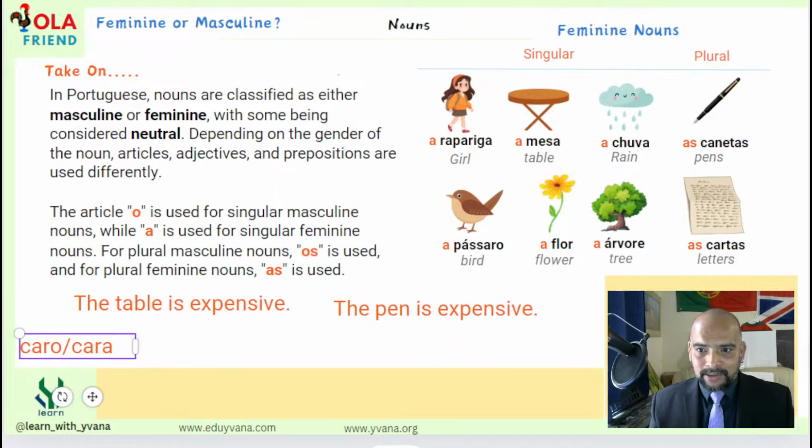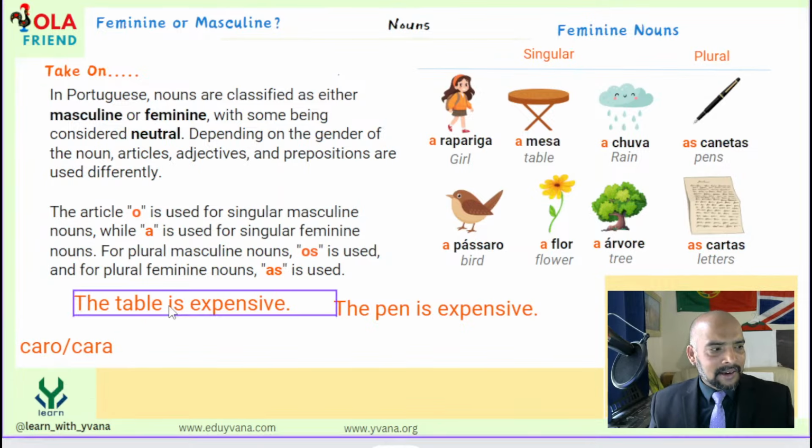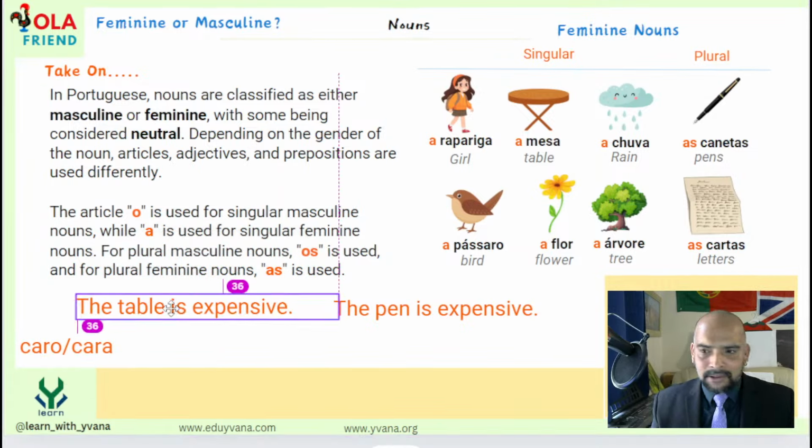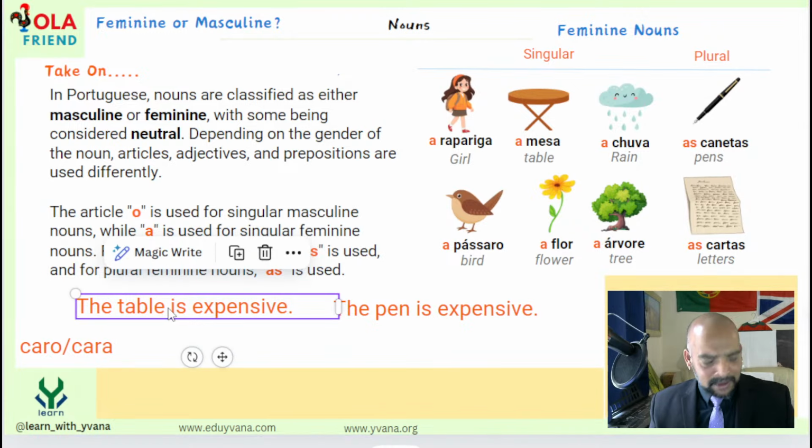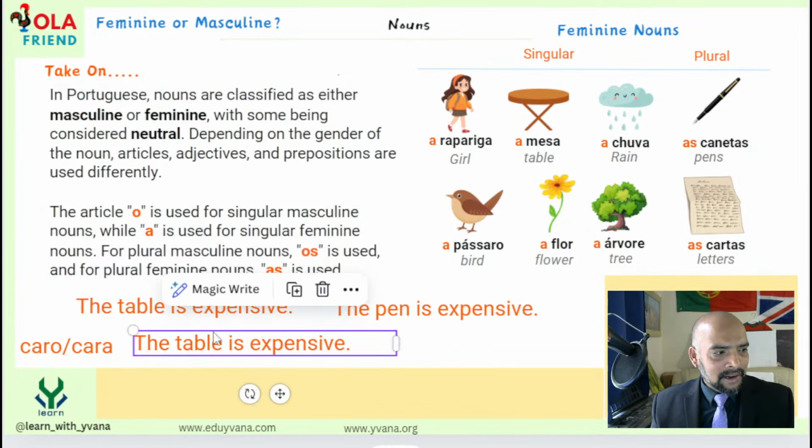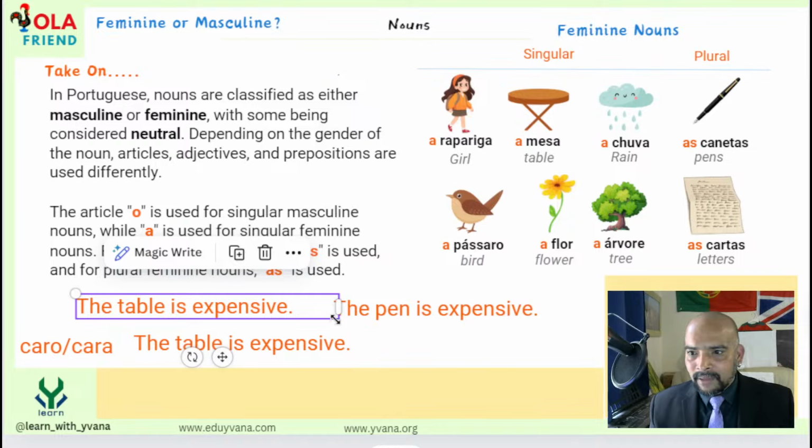I don't know how many seconds late it comes to you. I have to identify it, right? So here you can simply say that the table is expensive, right? So here the table means we can use here, right? Let me make it a bit smaller. A caneta é cara, that's cool, right?